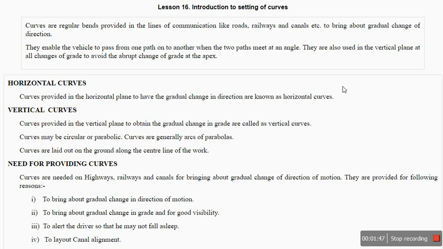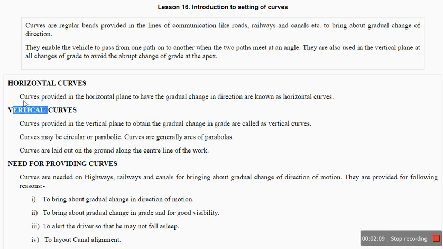The change in direction is provided so that the vehicle can pass from one path to another to meet the angle requirement. This angle need not be just 90 degrees; it can be more than 90 degrees or less than 90 degrees also. So the curves are categorized into two types: one is the horizontal curve and the other is the vertical curve.